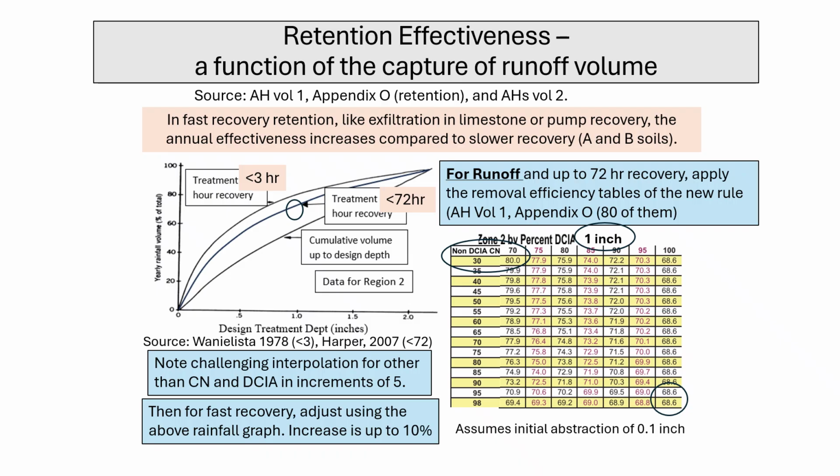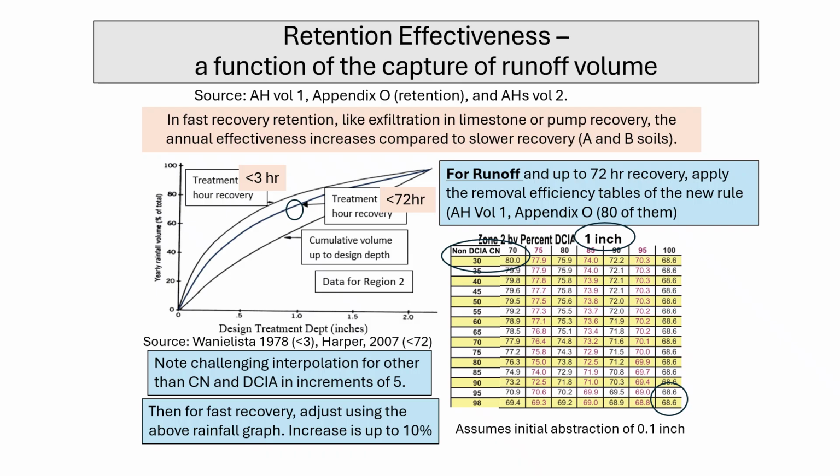The concept of calculating this capture, knowing the cumulative distribution of rainfall volume over time, has been a cornerstone of stormwater management regulations in Florida since the very first publications. Percent capture curves for recovery times of no more than 3 hours were published by Wanyalista in 1978, and for recovery times of no more than 72 hours by Harper in 2007.